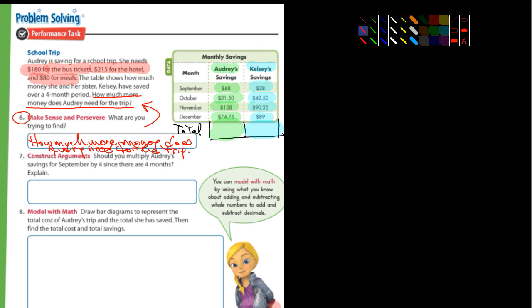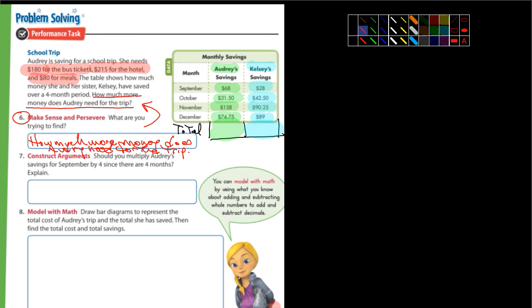All right, number 7, it says, should you multiply Audrey's savings for September by 4 since there are 4 months? Explain. I want you to think about that. You guys answer that question. I'm not gonna touch that one.